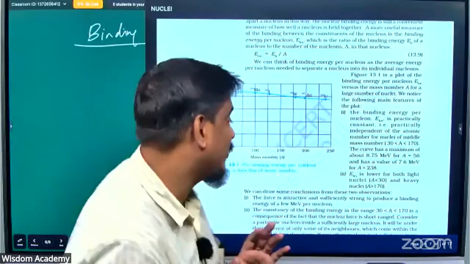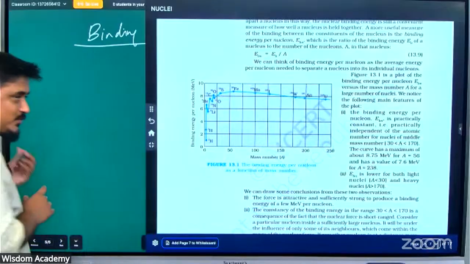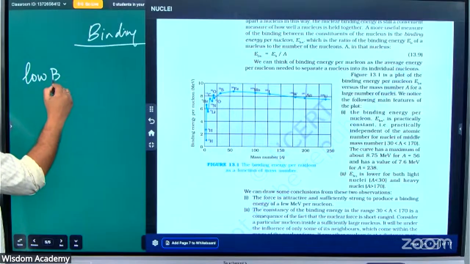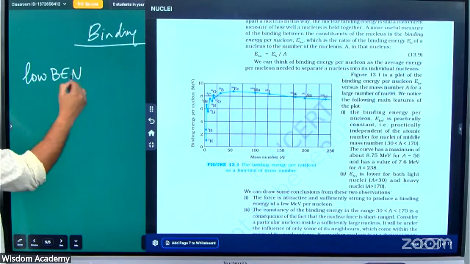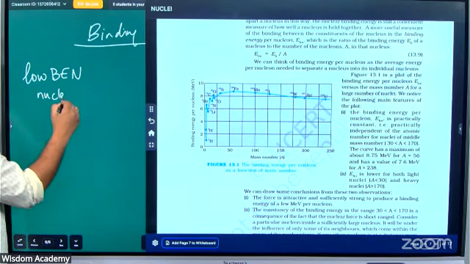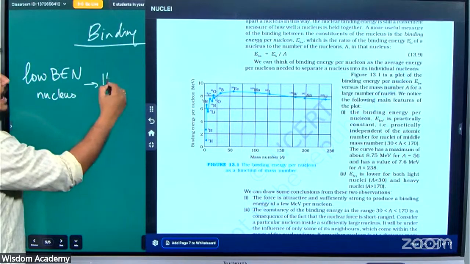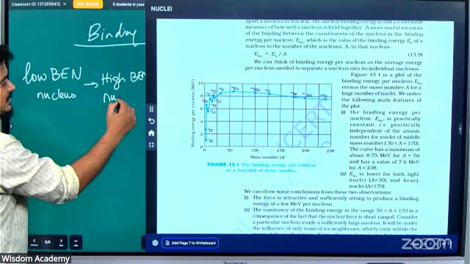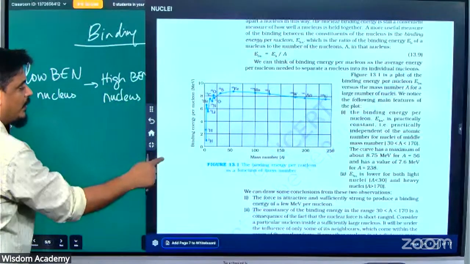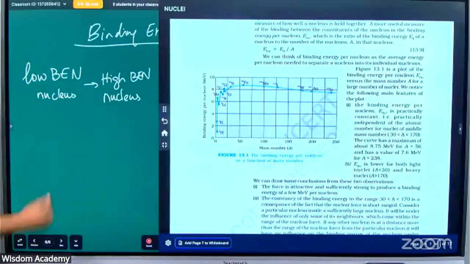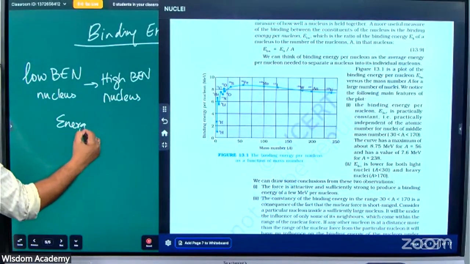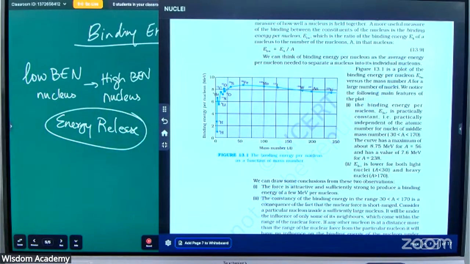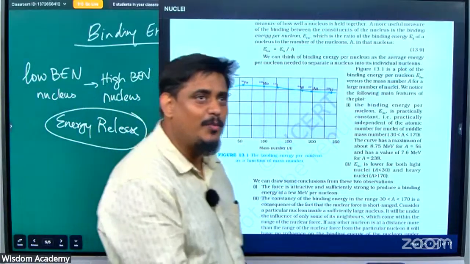Very crucial thing I told. How much I understood, I don't know. But I'll make you understand. That is, if we are converting a low BEN, BEN means binding energy per nucleon, nucleus into a high BEN nucleus, then you are going to have energy release. Do you understand this fact? Why am I saying energy release when converting from low BEN to high BEN?